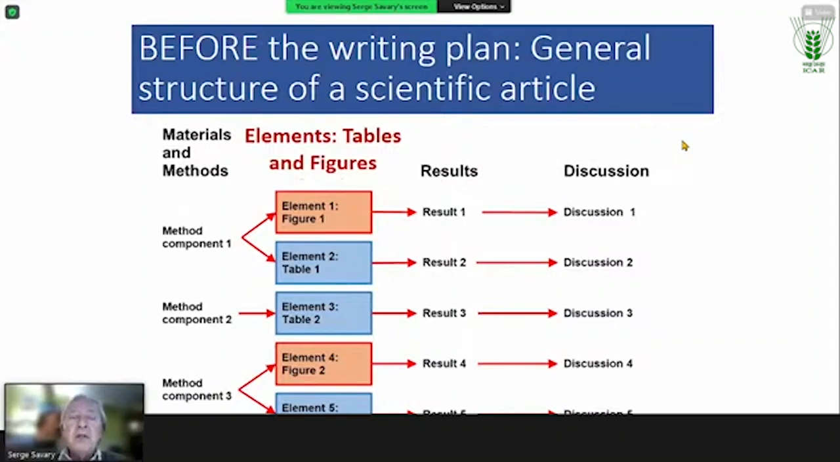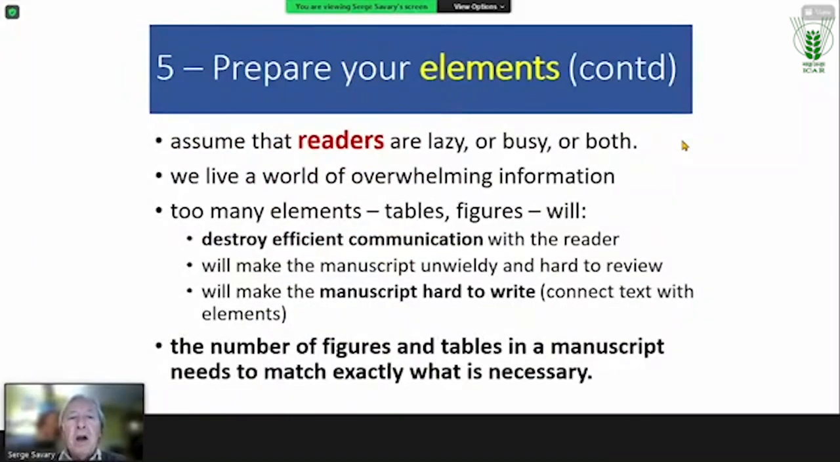So the results section is a very dry part of the text where one writes only what is seen in the figures and the tables, whereas a discussion may be much more developed. And we have to prepare the elements assuming that readers are lazy. And very often they are. They may be lazy, busy, or both. And so we live in a world of overwhelming information. Too much information destroys communication.